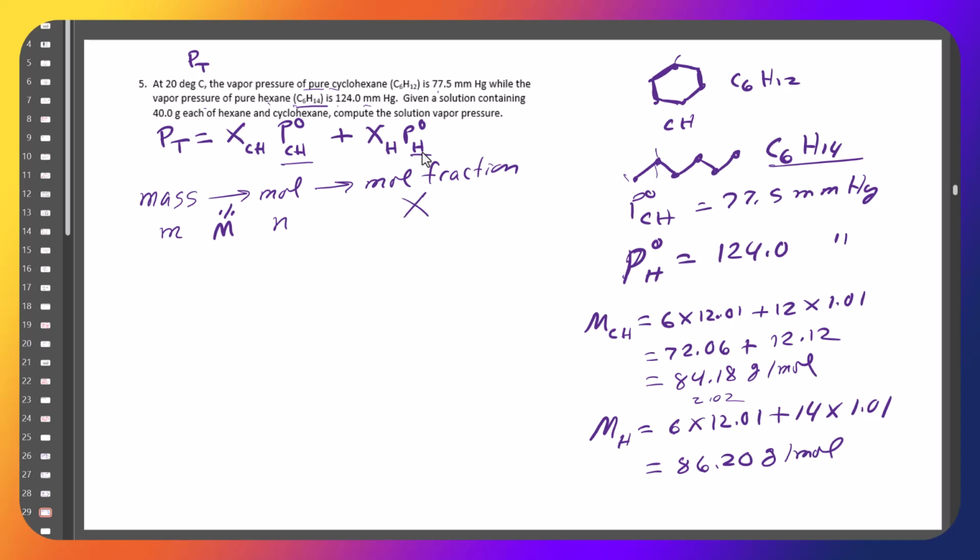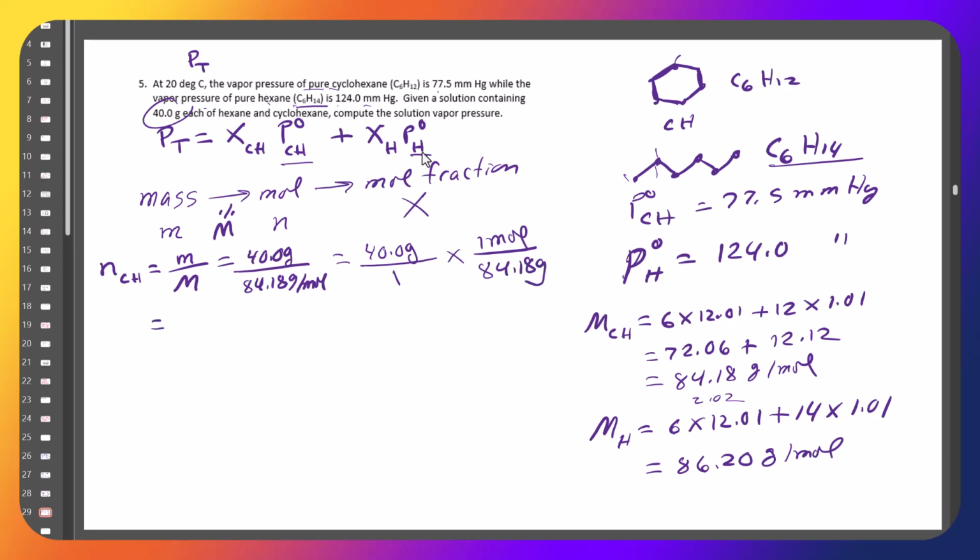All right, so then next we're going to compute the number of moles, N, of cyclohexane. You can use dimensional analysis or you can use the memorized algorithm. Moles is mass over molar mass. Okay, so that's going to be 40 grams over 84.18. The grams cancel, the moles go into the numerator. Or if you want to use dimensional analysis, you could have set it up this way. 40.0 grams. If you like, you can put that over 1 times 1 mole per 84.18 grams. That's going to give us 40 divided by 84.18, 0.475.